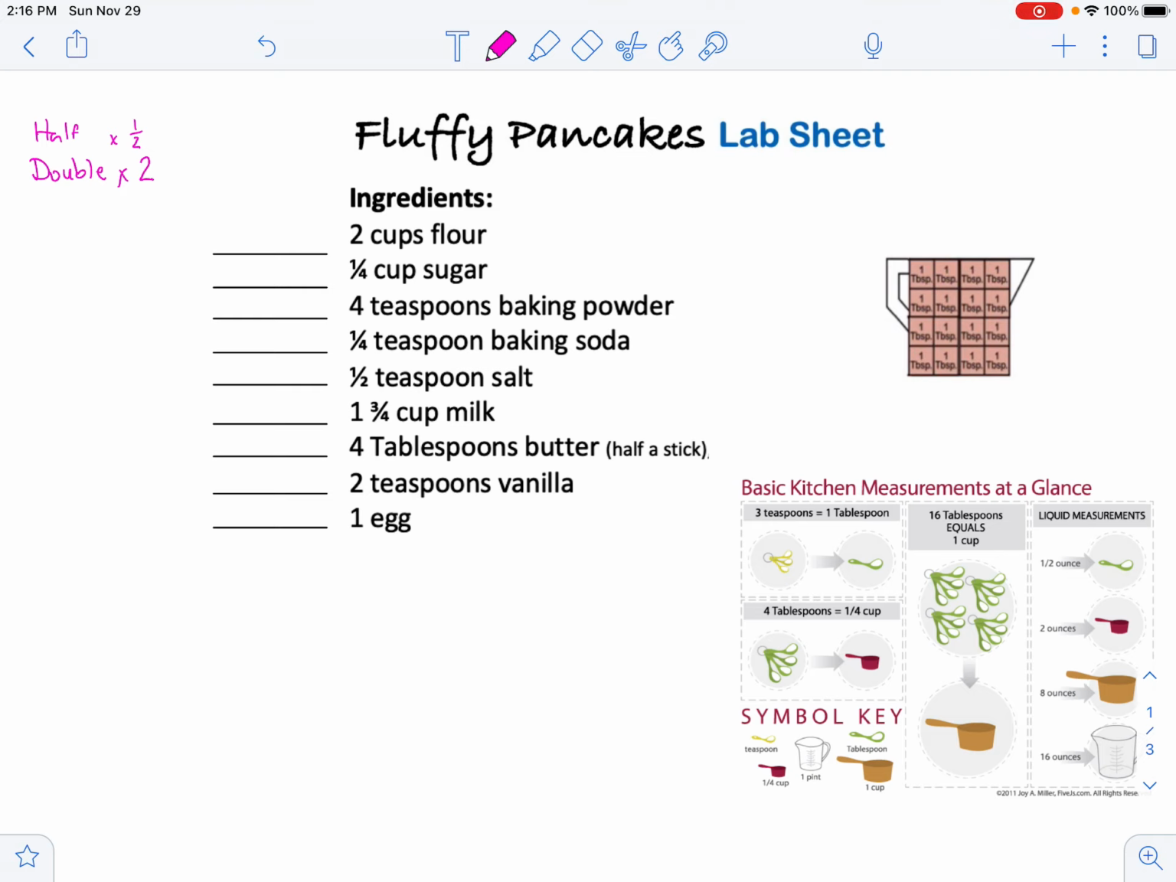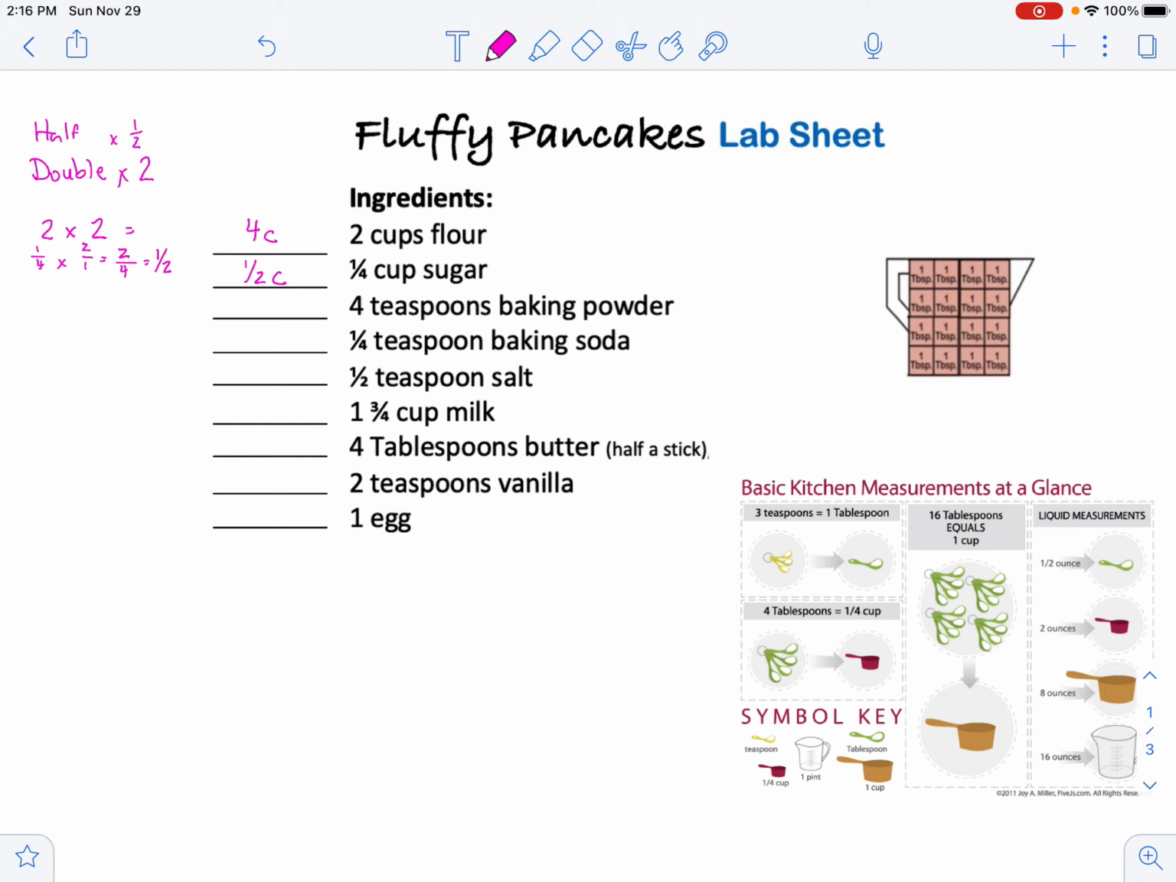Let's start with our flour. It looks like 2 cups of flour. We're going to multiply that by 2, which is going to be 4 cups. And then for our sugar, we're going to take 1/4 times 2. I'm going to write 2 as a fraction, as a whole number, 2/1. That might help me see things a little bit better. That turns out to be 2/4. We're going to reduce that down to 1/2. So the sugar ends up being 1/2 cup.